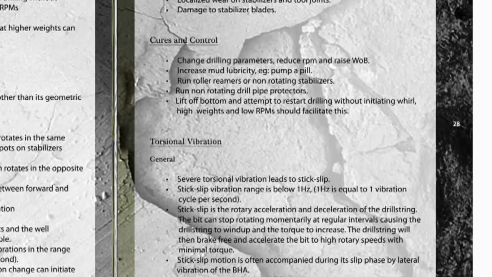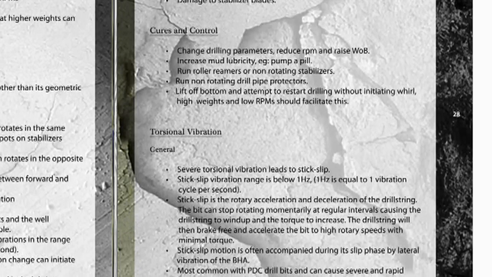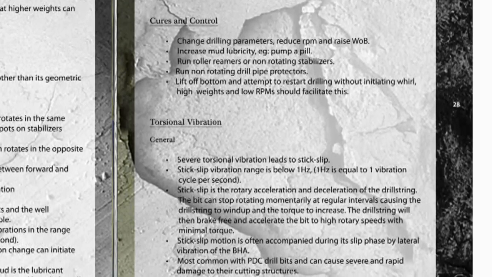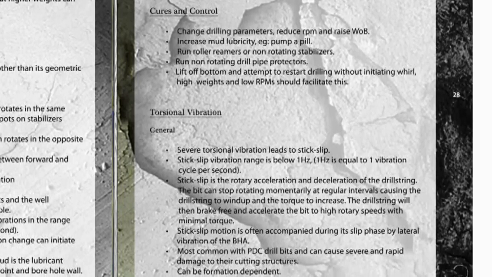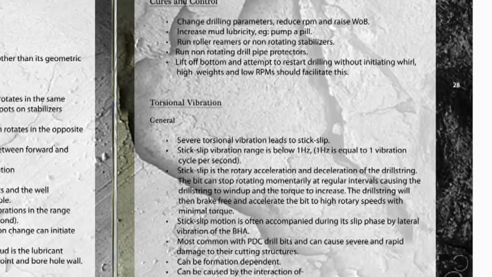Torsional vibration. General. Severe torsional vibration leads to stick slip. Stick slip vibration range is below 1 Hz. 1 Hz is equal to 1 vibration cycle per second. Stick slip is the rotary acceleration and deceleration of the drill string.